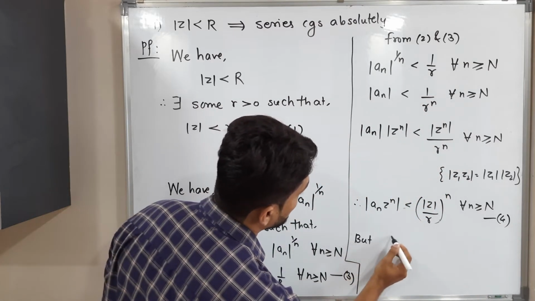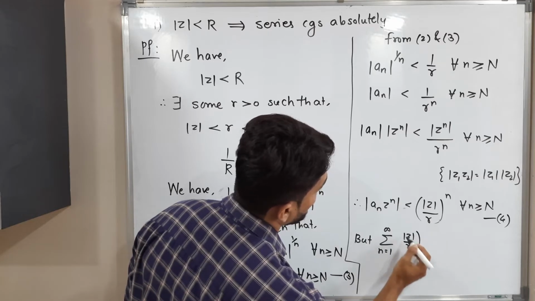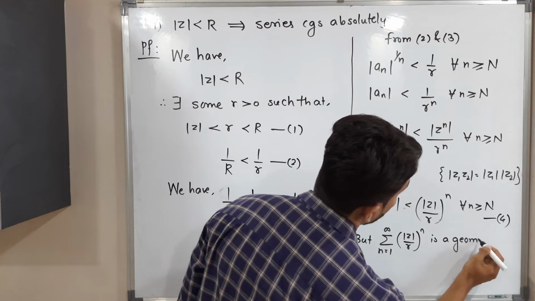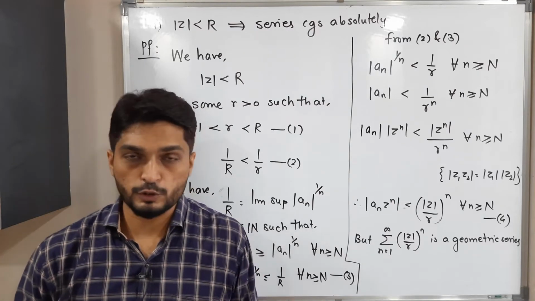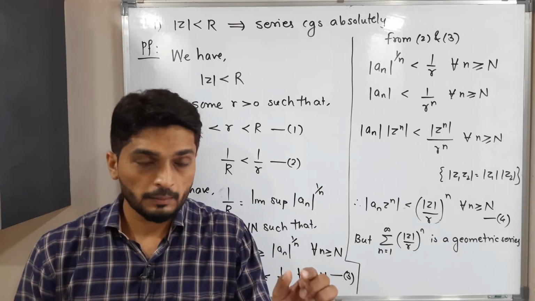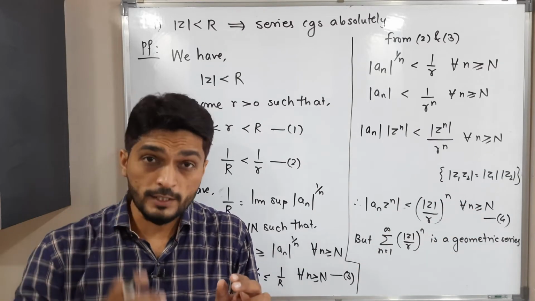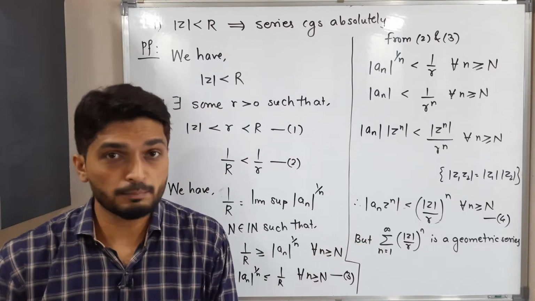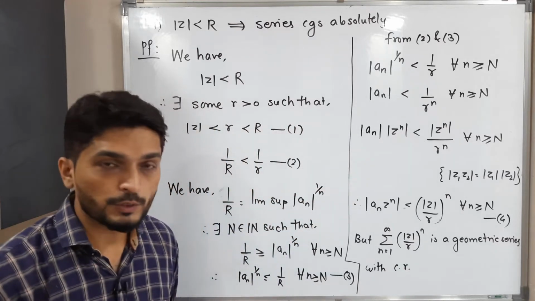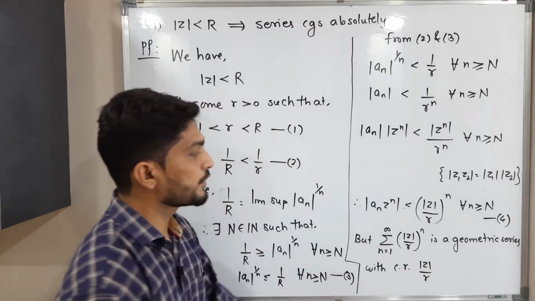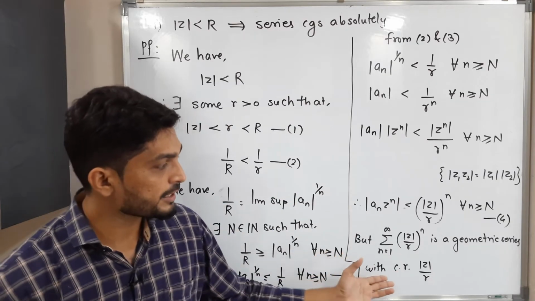But summation n running from 1 to infinity of (|z|/r) raised to n is a geometric series. I hope all of you are familiar with a geometric series. In a geometric series we have a first term and a common ratio. That series is in the form a r plus a r square plus a r cube, and so on. That means we have one term, we multiply each term by some fixed constant, and we get the next term. So it's a geometric series with a common ratio. What is the common ratio here? |z| by r. If you expand this series, you can easily see that if you multiply each term by |z| by r, you will have the next term. That's why it's a geometric series with this common ratio.